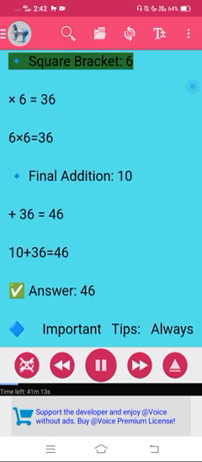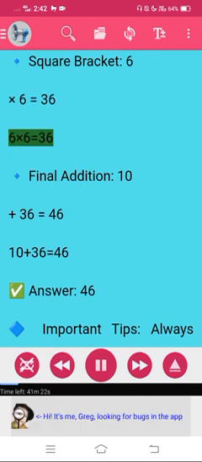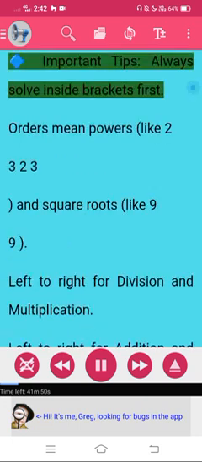Square bracket: 6 times 6 equals 36. Final addition: 10 plus 36 equals 46. Answer: 46.